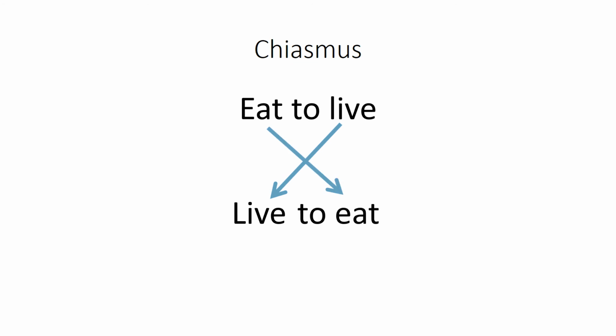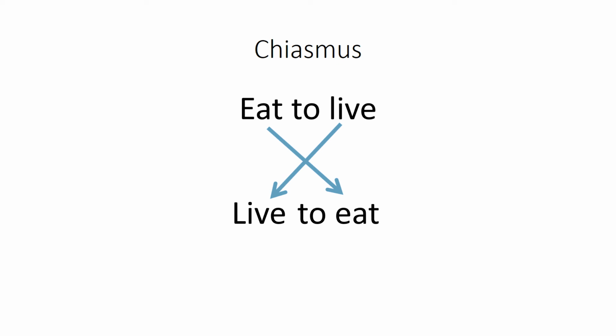If I take that last term and draw an arrow diagonally and make that term the first in the next phrase, so live, and I take the first word of the phrase, eat, and make it last in the new phrase, I've switched around the order, so eat to live has now become live to eat. If you notice, those arrows drew an X. So by drawing an X, we were able to switch the order.